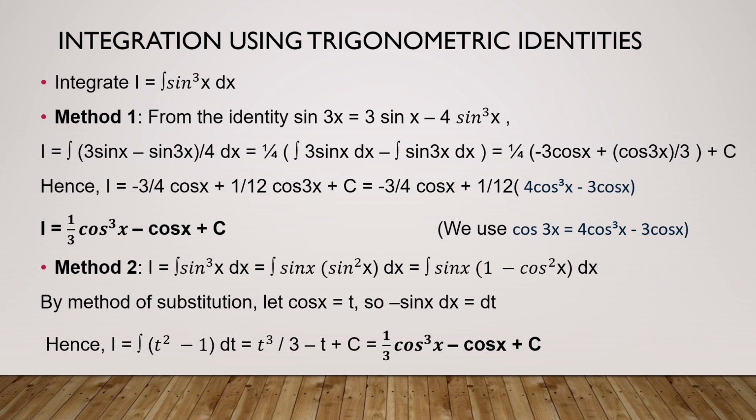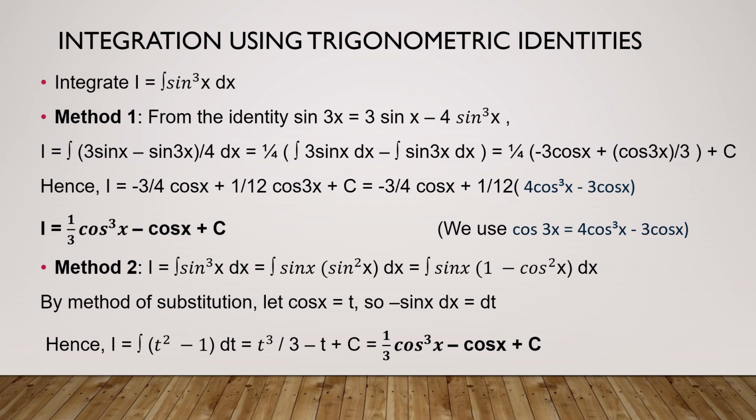For example, if I want to find the integral of sine cube x dx, the first method is by using the identity. I can write sine 3x is equal to 3 sine x minus 4 sine cube x. You know this formula. So you just put the value of sine cube x from this formula and then you integrate. Now the function becomes simpler, so you can integrate and find the answer.